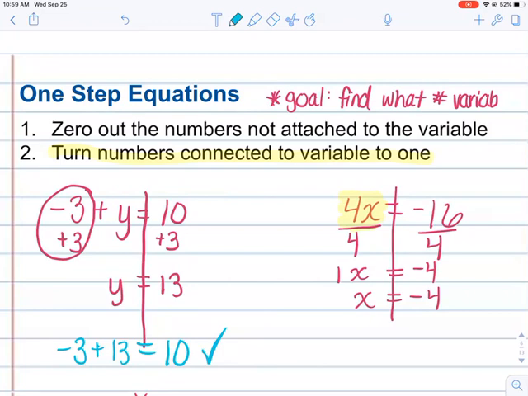But again, if you want to practice, plug into your equation. So it'd be 4 times x, or -4, and that checks. That's true.